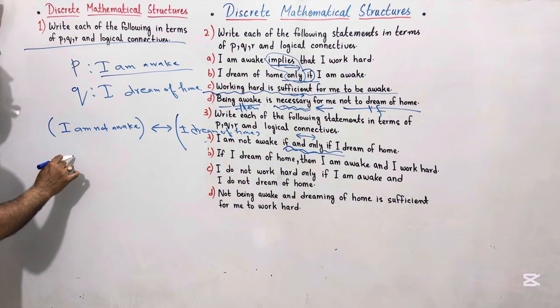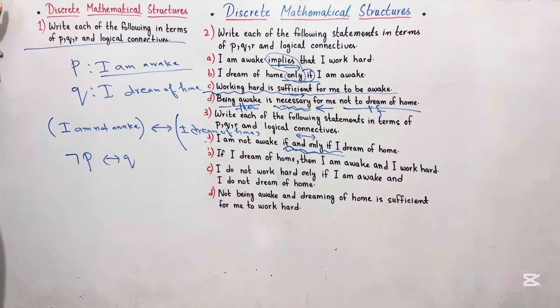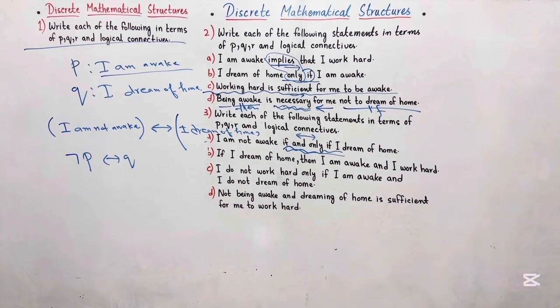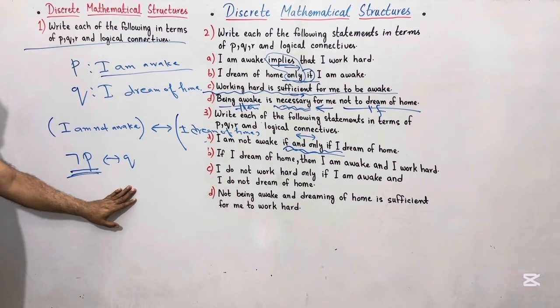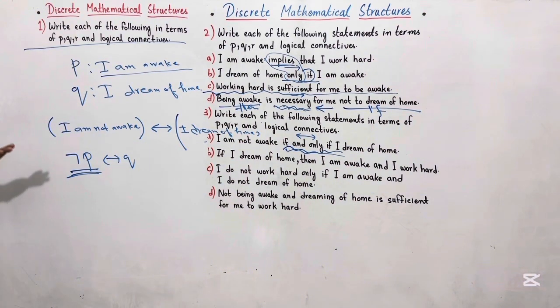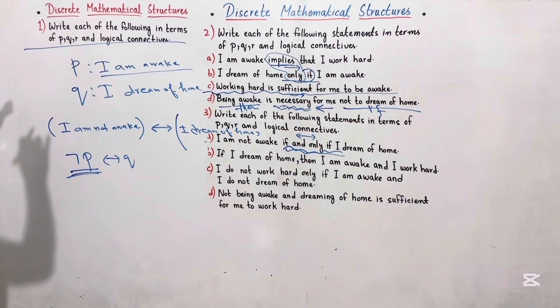Now, "I am not awake" means negative P, if and only if Q. In that case, the converse is true. How to read that? If I am not awake, if and only if I dream of home. That's the biconditional statement, where the converse is true. If I write "I dream of home if and only if I am not awake", it's also true. They are equivalent from a propositional or mathematical point of view.